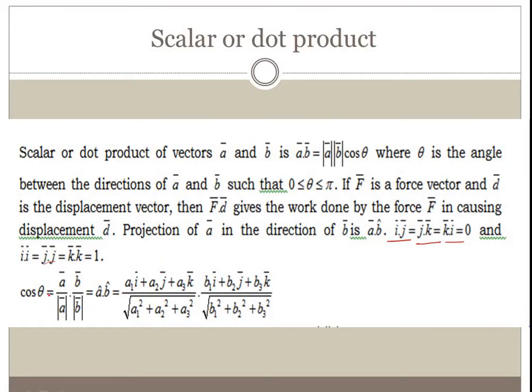Here a bar is a1 i bar plus a2 j bar plus a3 k bar, dotted with b1 i bar plus b2 j bar plus b3 k bar, and mod of a bar is root of a1 square plus a2 square plus a3 square, and mod of b bar is root of b1 square plus b2 square plus b3 square. That is the formula for finding the angle between two vectors. We will take some examples on that formula.